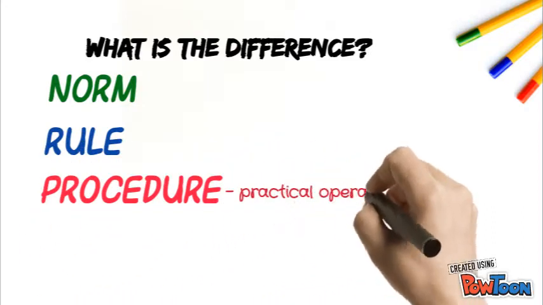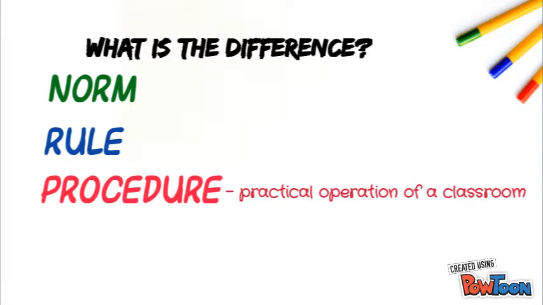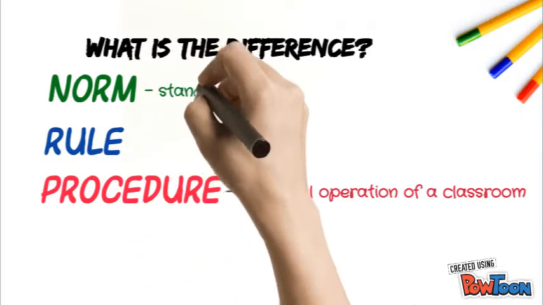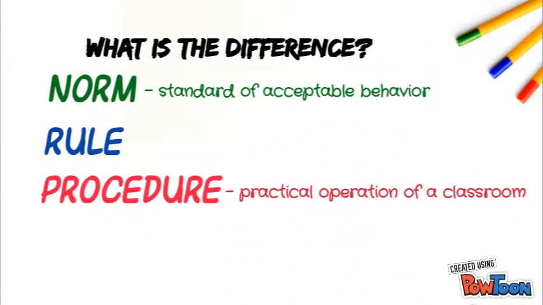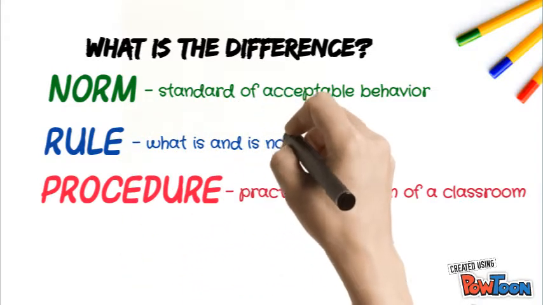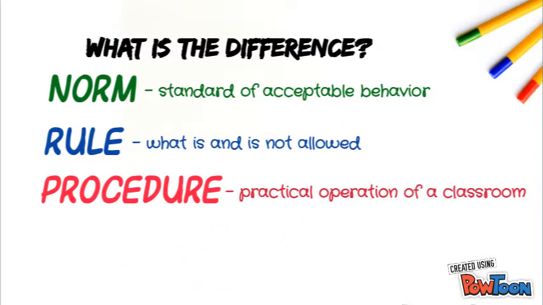Procedures should be understood as the practical operation of a classroom. Norms are the standard of acceptable behavior. Rules are statements of what is and is not allowed in the classroom.